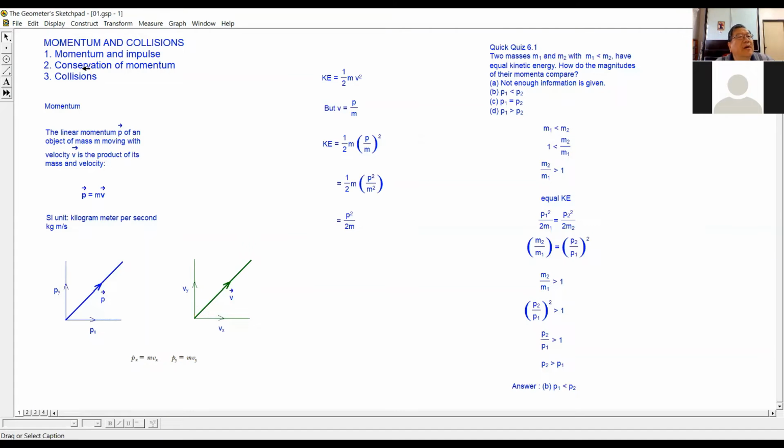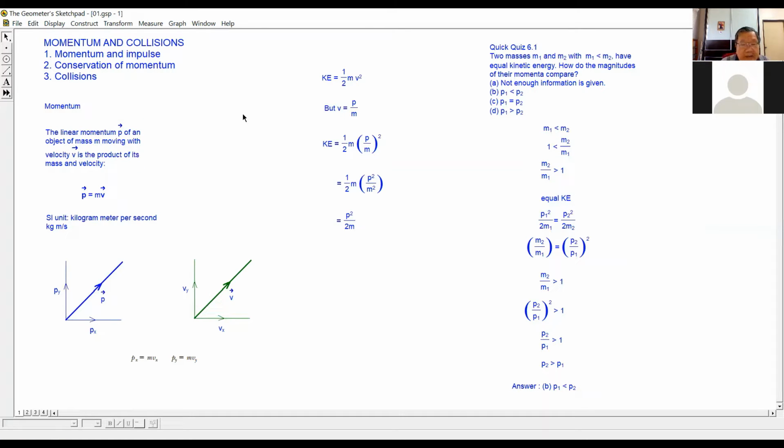New chapter, momentum. So we look at momentum, right? Now, momentum is defined as the mass multiplied with the velocity. Okay, one more time. The linear momentum of an object of mass m moving with velocity v is the product of its mass and velocity. So momentum is defined as the product of the mass and velocity.